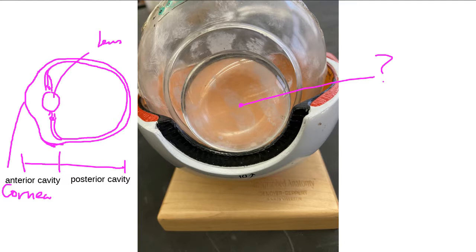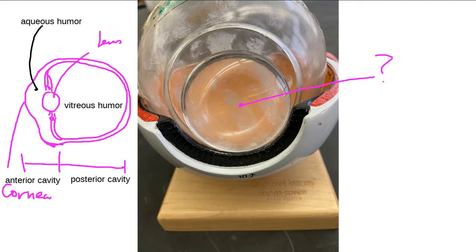Okay, so the vitreous humor. That's the gelatin liquid. Whereas in the anterior cavity here, it's not a vitreous humor, but it's known as the aqueous humor. It's more liquid. It's not as viscous as the vitreous humor.